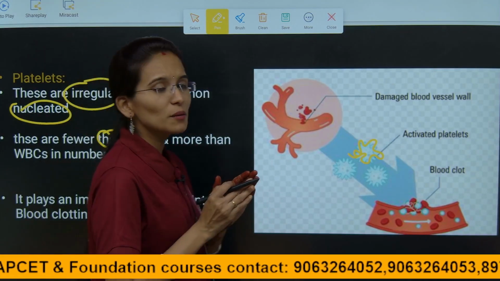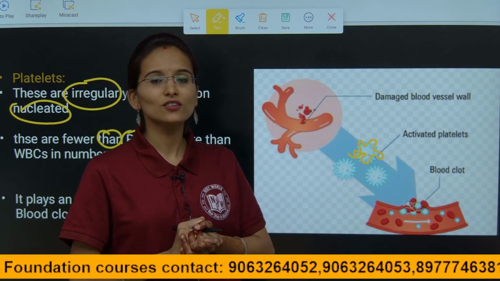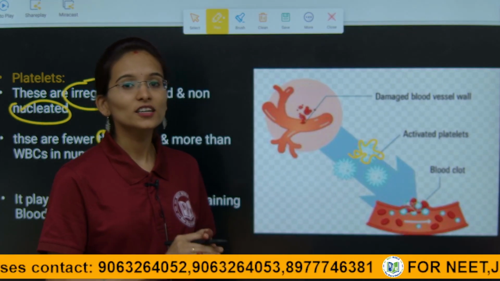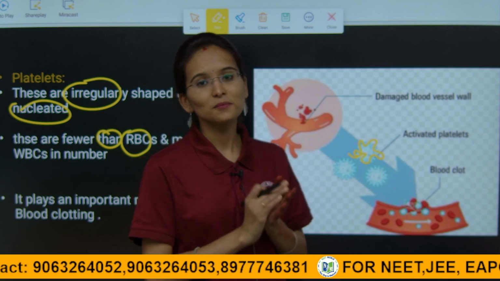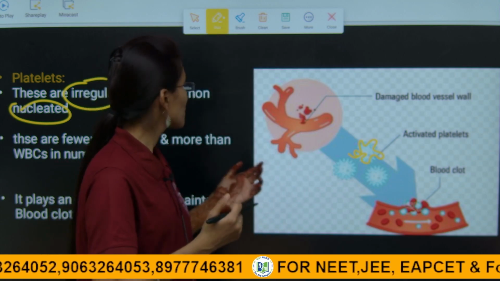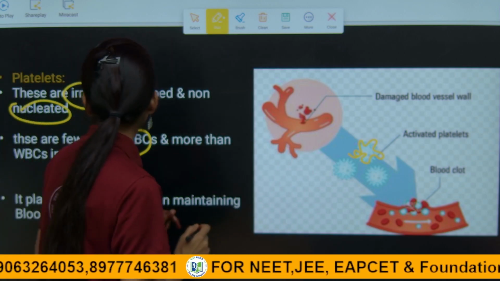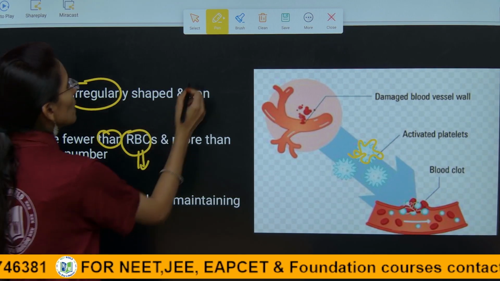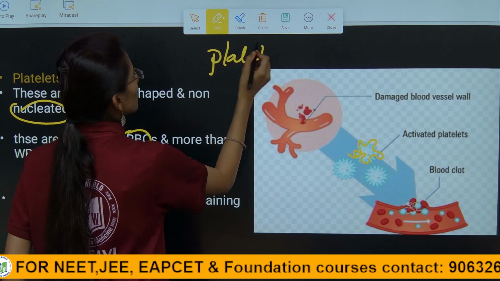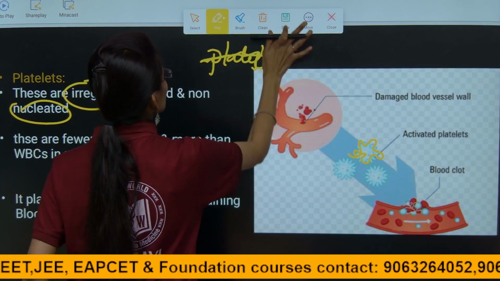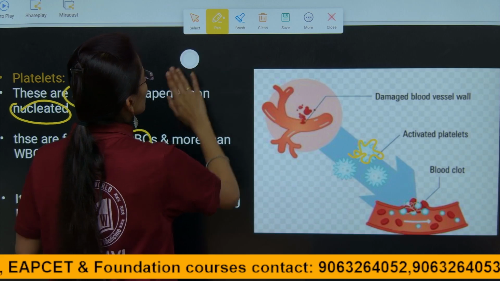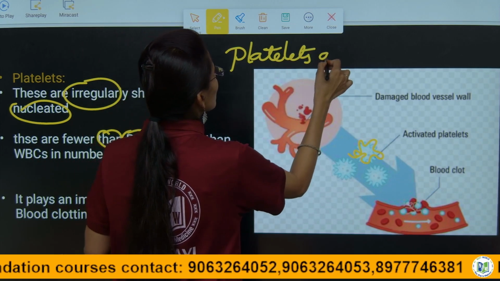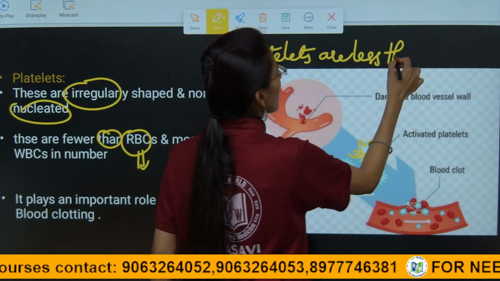When compared to the number of RBCs, what is the percentage of the RBCs? There are about 5 million red blood cells in our body. So, when compared to those 5 million red blood cells, the count of the platelets is very less. Platelets are less than RBCs.